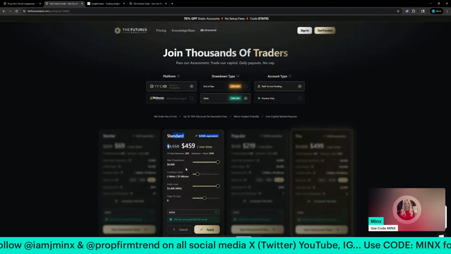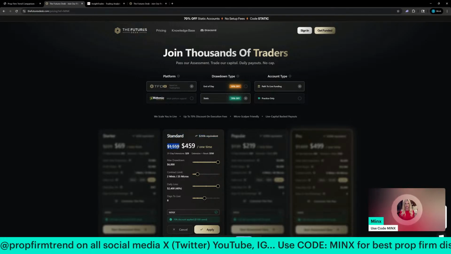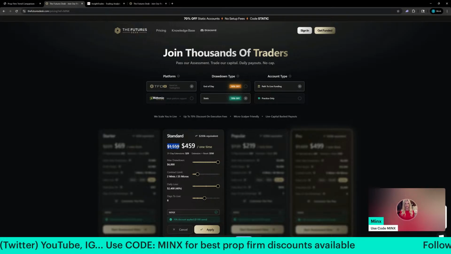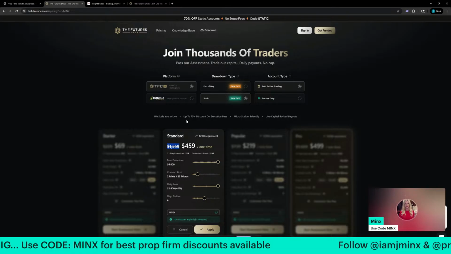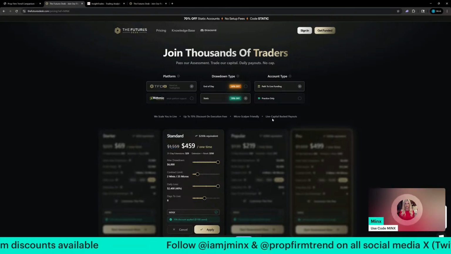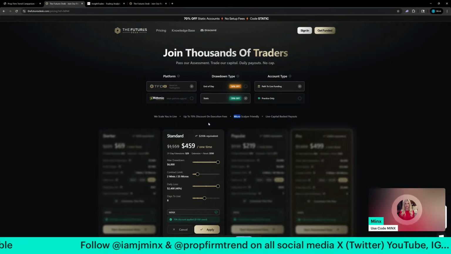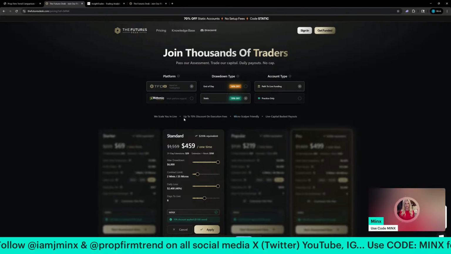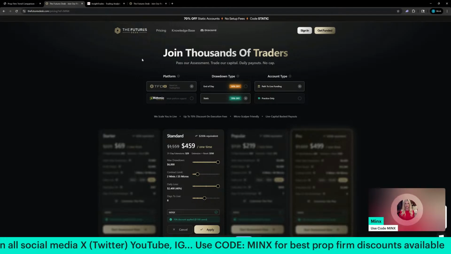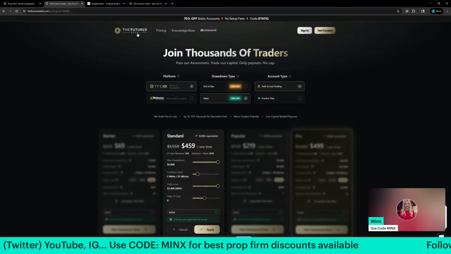$100 minimum to withdraw. There's no cap on withdrawing, and they also move you to a live. So, live capital backed payouts, micro scalper friendly. It's one of my favorite firms actually.